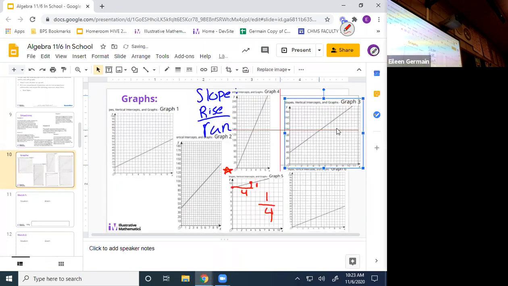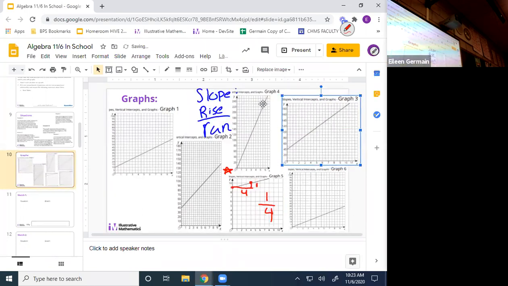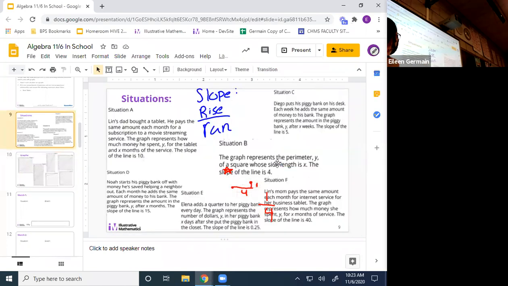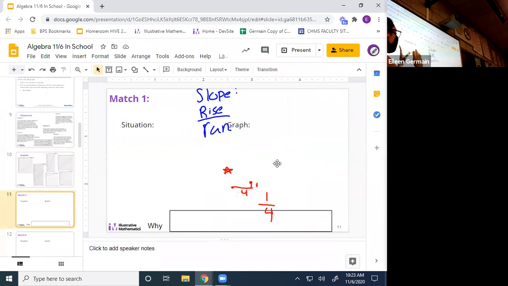So you might have to grab this guy on the end and pull it over so you can see these numbers here. Okay, so you have 2 jobs. You want to identify your slopes for these lines, match them to a situation, and match them here. So you're going to pick 2. You pick a situation, and then you paste the graph that matches it next to it. Do you see what I'm asking you guys to do?